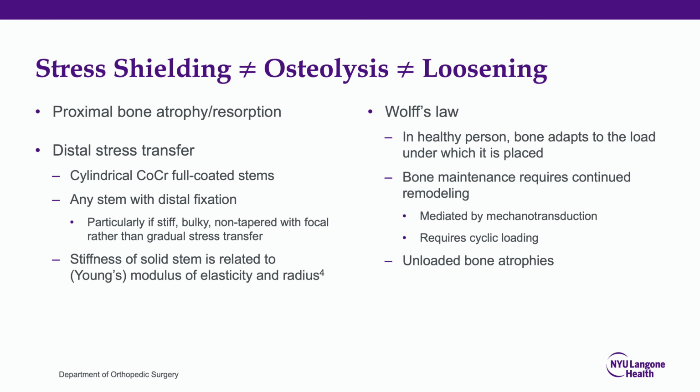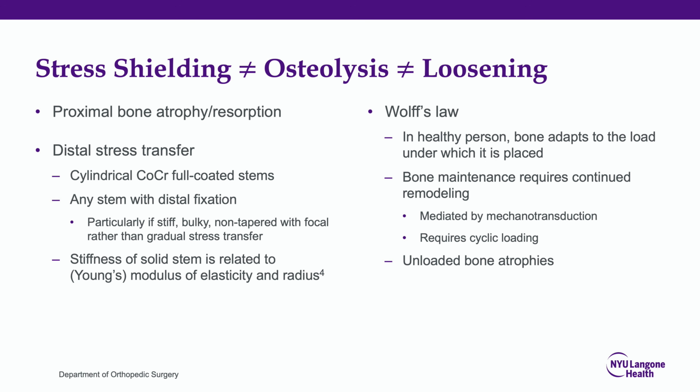So what is stress shielding? Well, it's not osteolysis and it's not loosening. Stress shielding is proximal bone atrophy or resorption that occurs in the setting of a distal stress transfer. Now, this is classically a problem for cylindrical cobalt chromium fully coated stems, but really it can happen with any stem that achieves distal fixation, particularly if that stem is stiff, bulky, and non-tapered, resulting in a focal rather than gradual stress transfer.